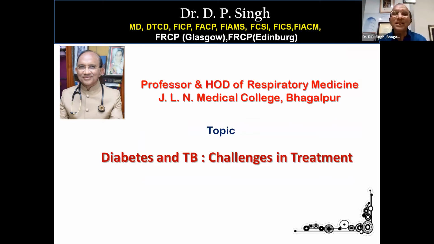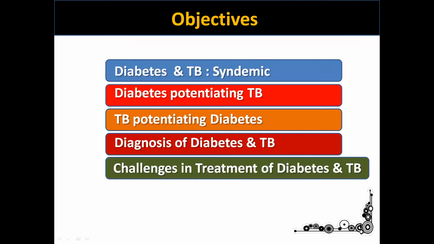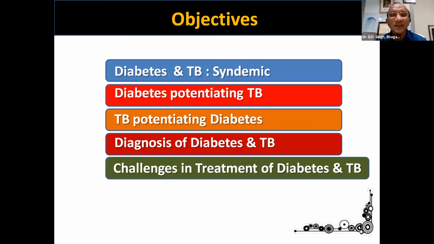Friends, in the next 20 minutes, I will try to give you a brief review of how diabetes and TB are creating the syndemic, twin epidemic, how TB potentiates diabetes and diabetes potentiates TB, how we can screen and diagnose, and what are the challenges, what are the situations these twin epidemics are posing to us.